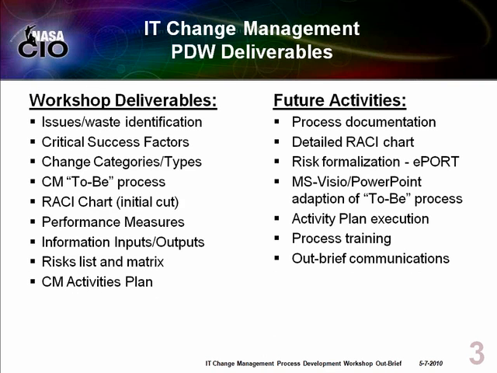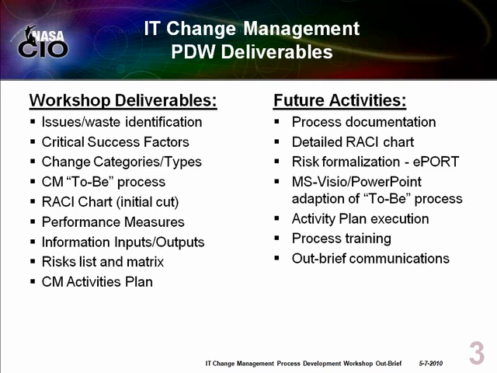On slide 3, on the left-hand side, you see some of the workshop deliverables. These are things we did during the workshop. These are a lot of the outputs. So things like critical success factors, looking at an initial cut. Again, everything is an initial cut at categories, types, and items. The to-be process, the RACI chart, or a role responsibility alignment chart, critical performance measures, major inputs and outputs associated with the process, and then some of the risks, as well as an activities plan.